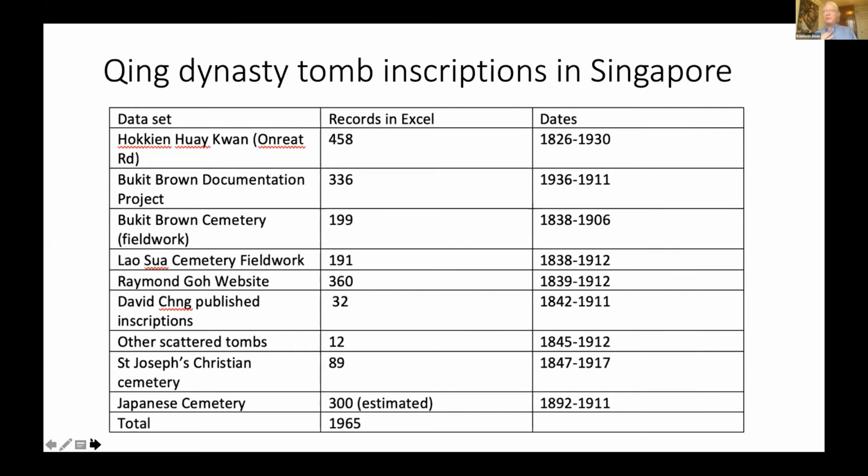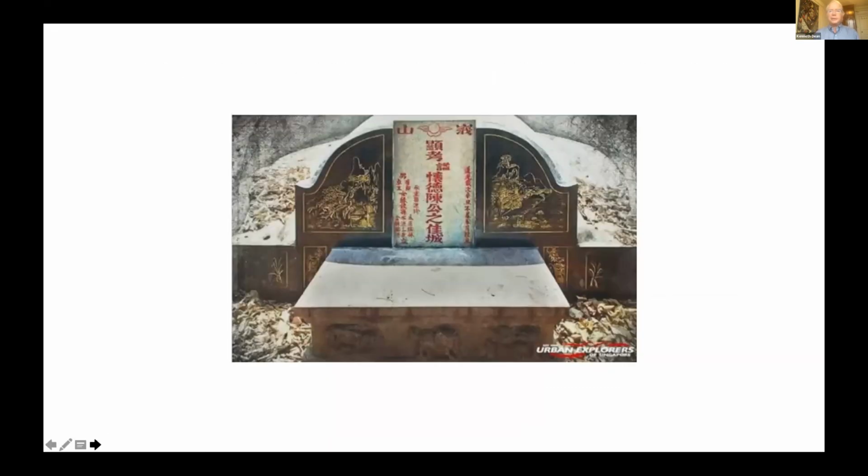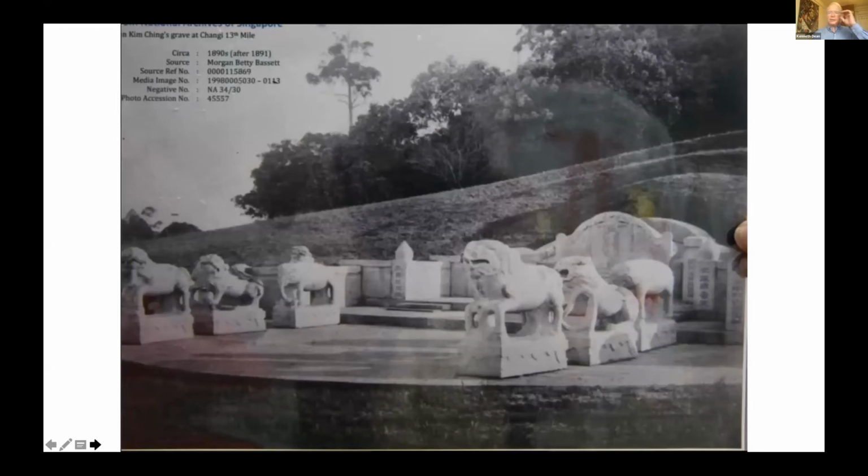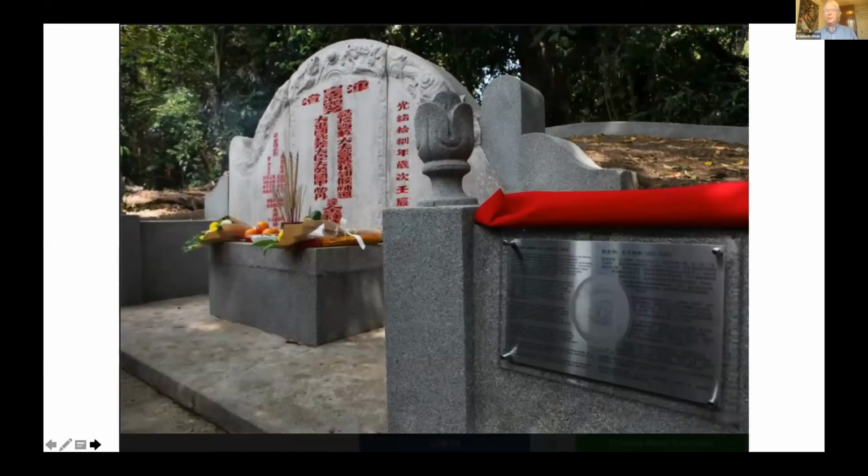So one set of them that might be worth mentioning now is the tomb inscriptions. We've found close to 2,000 Qing Dynasty tombstones in Singapore, and we're trying to go through and make a study of them and publish them. They include Tan Tock Seng's tomb, some of you will know, on Outram Road. Here it is, and this is his son, Tan Kin Ching's tomb in the good old days in Changi. Now it's gone, and he has another one here in Bukit Brown.